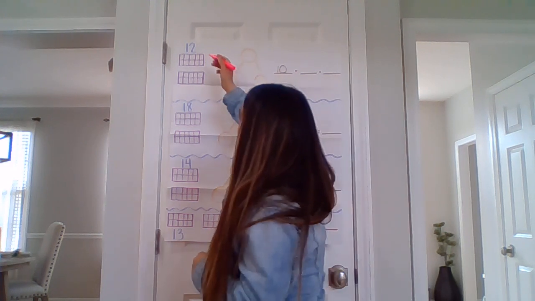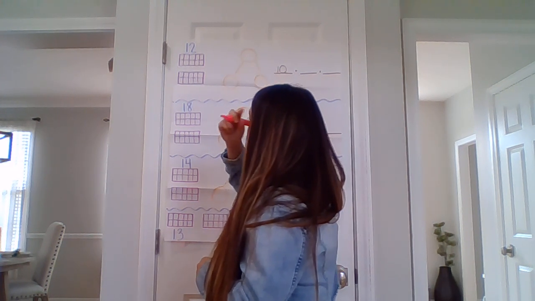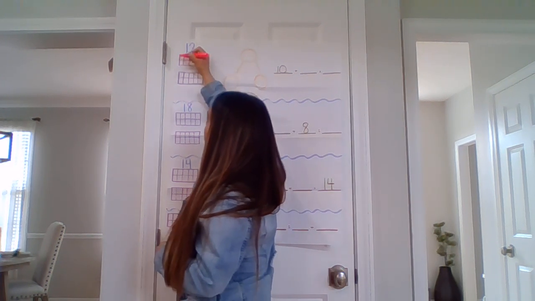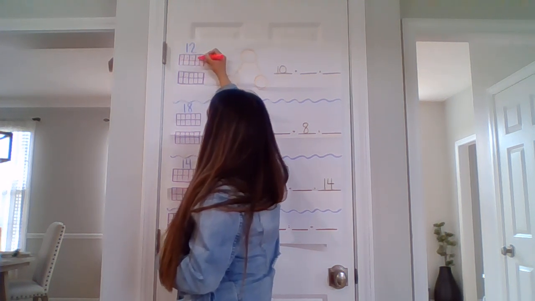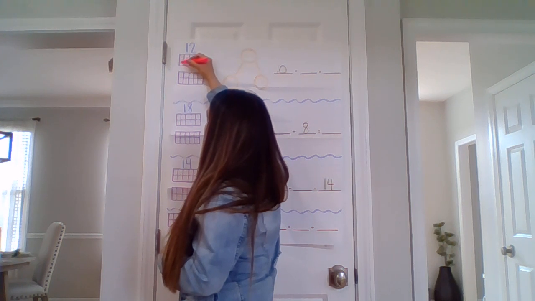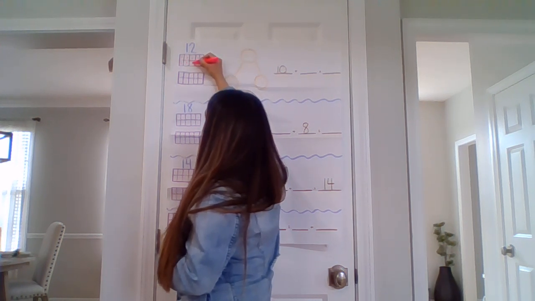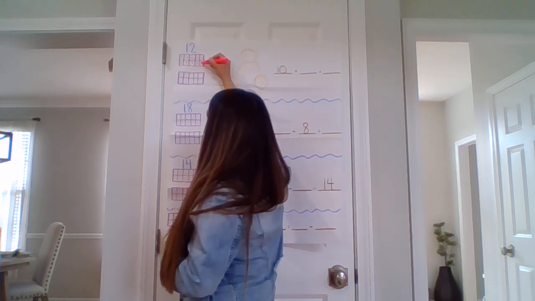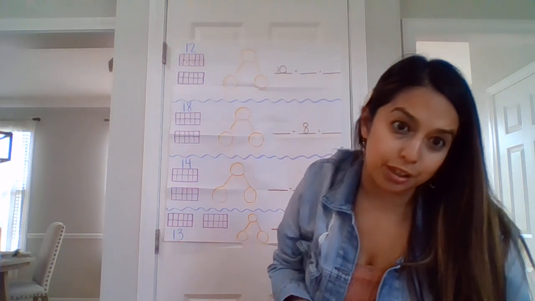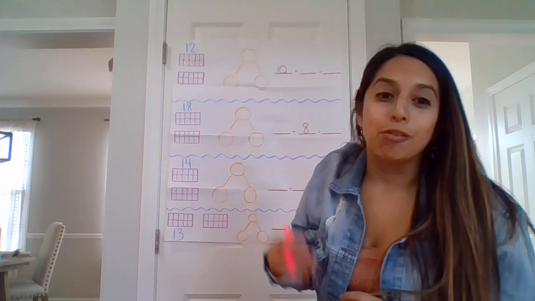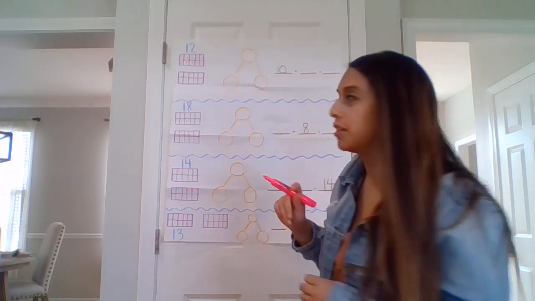The first number we're going to work with is 12. As we all know, we're going to fill in our 10 frames. Count with me: 1, 2, 3, 4, 5, 6, 7, 8, 9, 10. Now that our 10 frame is filled up, we automatically know we have 10. We need to get to 12, so we're going to continue to count up.